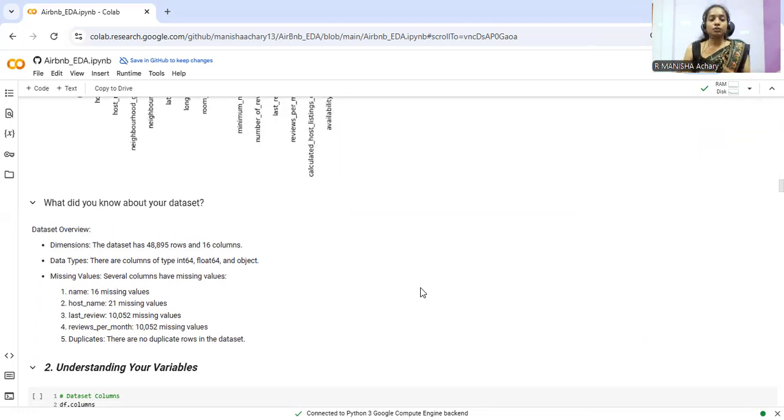So what I have done so far is this: the dataset has 48,895 rows and 16 columns. The column types include integer, float, and object. For missing values, name has 16 missing values as mentioned earlier, host name has 21 missing values, and last review and reviews per month both have 10,052 missing values. And there are no duplicate rows in the dataset.